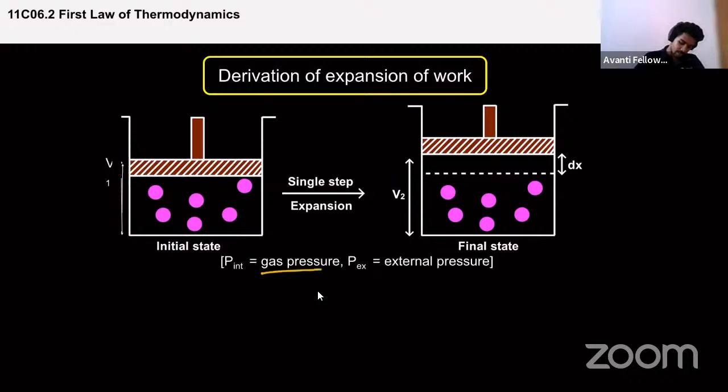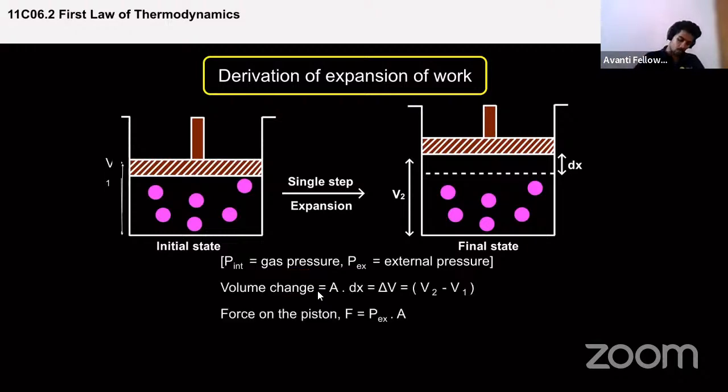Pressure internal is nothing but gas pressure, and pressure external, if you are seeing atmosphere, that can be atmospheric pressure, or if you keep any weight on the piston, that will be that particular weight. Now, volume change is nothing but this area into dx, which gives us the value of delta V, or we can write it as V2 minus V1, final volume minus initial volume. It will give you the change in volume. That change in volume will give you the work done by the system if it is expansion. If it is compression, that will give you the work done on the system.